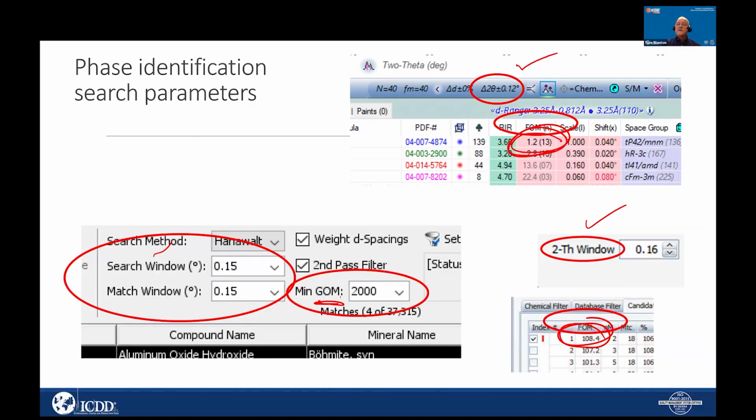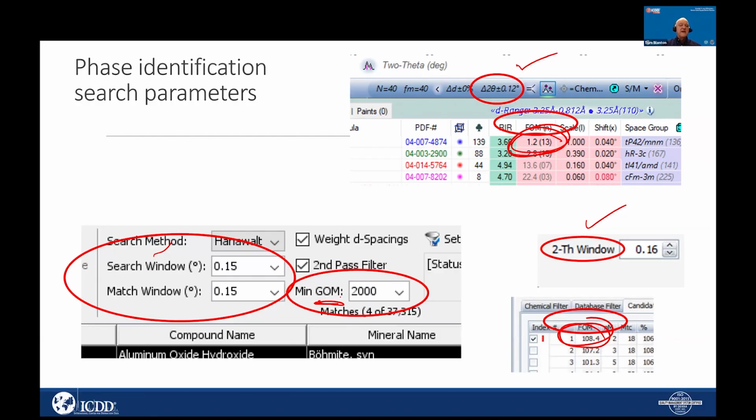And if you had a perfect match, your score would be 8,000. And then as the score drops, you have some delta 2 theta in your peak position versus the expected peak position. All of these are very good. They're usable. What you want to understand is for your software, what is the delta 2 theta being used?